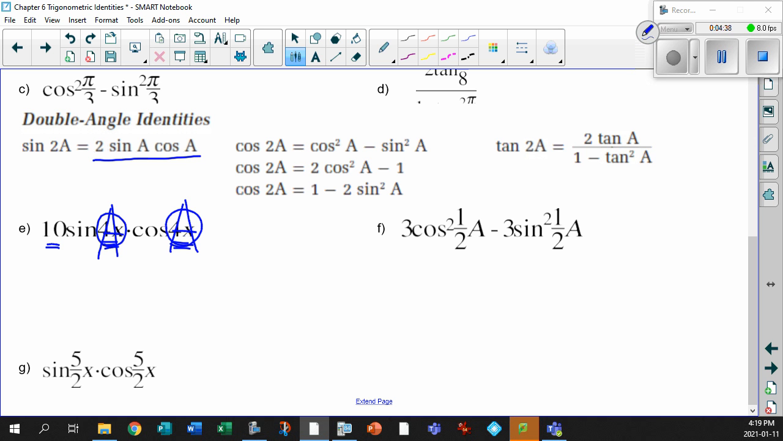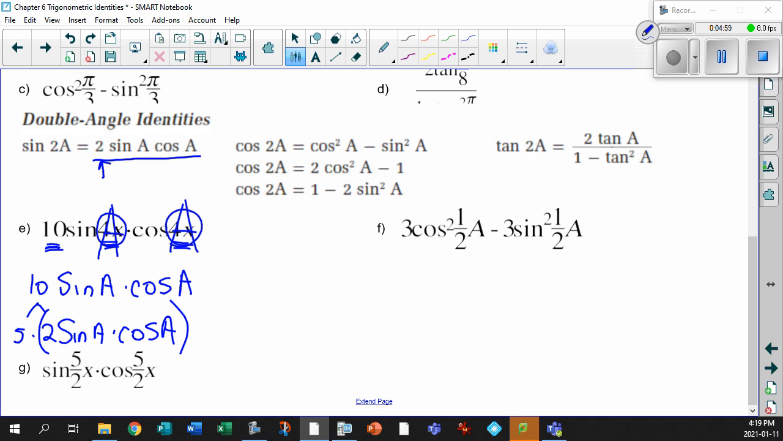I'm just going to call it A. And look what I have. I have this 10 up front, but I have sine A times cos A. The only problem is it's not a 2. Well, actually, yeah. Break down the 10. Isn't this 5 times 2 sine A cos A? So look what I have now. Ta-da! I have this exact identity.